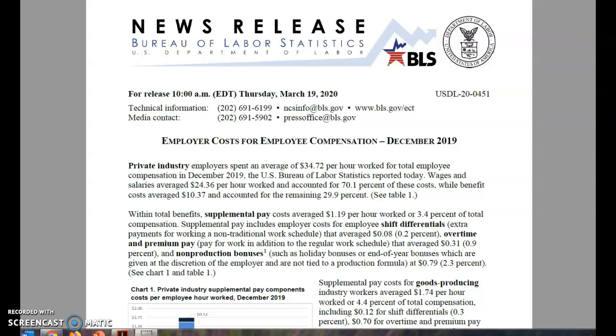All right, in this report, I'm going to talk about employer costs for employee compensation. This report comes out quarterly, and it is the employer's perspective on labor costs. There's always a difference between what the employer actually pays and what the employee receives. There are leakages. One example would be the employer has to pay payroll tax. That goes to the government. You don't see that on your paycheck. So the employer costs always exceed the amount that the employee actually receives.